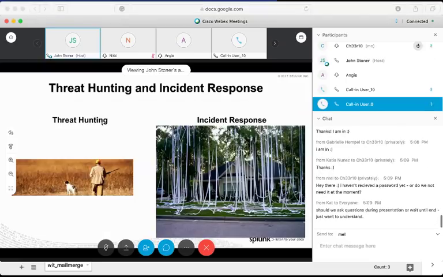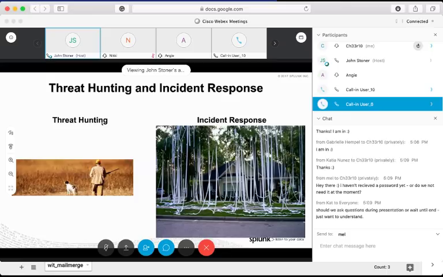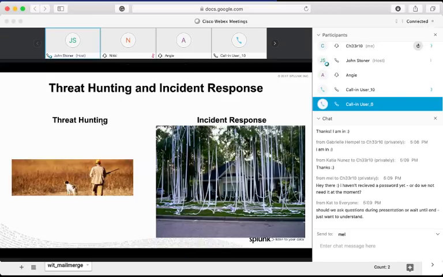So threat hunting is kind of a loaded term. People are trying to understand where threat hunting sits, where incident response sits.